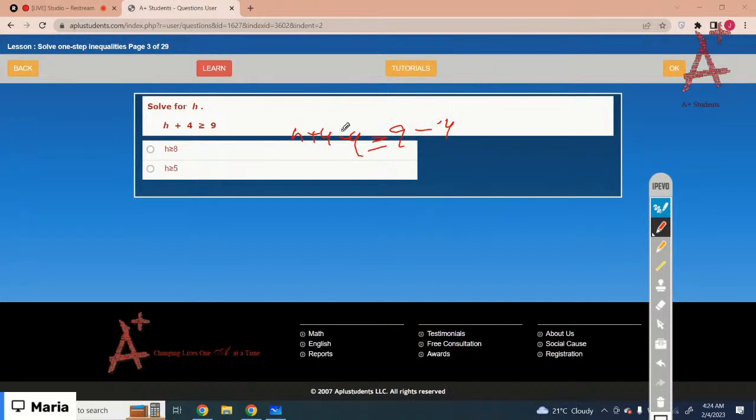Okay, 4 minus 4 is 0 and 9 minus 4 is 5. That means the correct option is h is greater than or equal to 5. Got it?